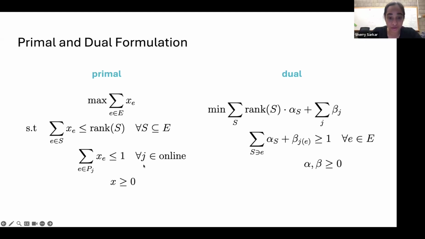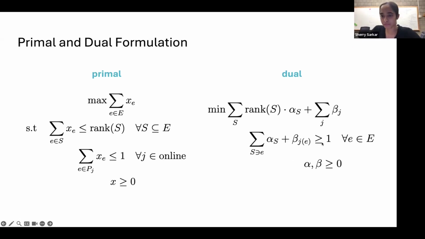It's satisfying the online constraints that we're picking one edge from every part, and it satisfies the matroid constraints, which say that the value on every set S is at most the rank of S. This is the primal program we're interested in. And then the dual for that is this. You can just take my word for it.